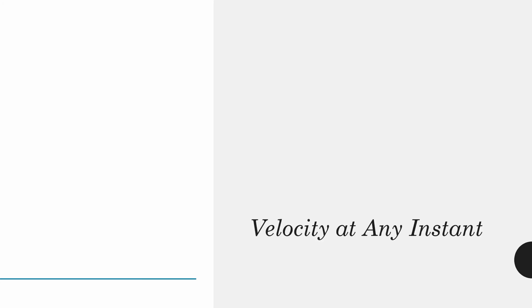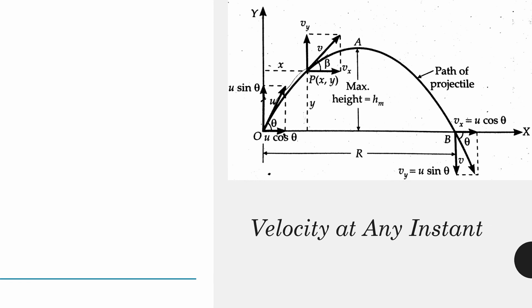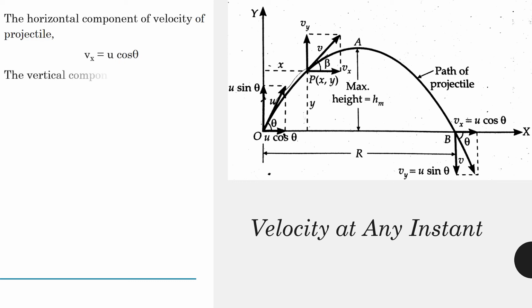Velocity at any instant. To find the velocity at any instant, we find the velocity in x direction, the velocity in y direction, and the resultant of them gives the velocity at that instant. So we know that the horizontal component of velocity is given by Vx equals u cos theta, and the vertical component of velocity is given by Vy equals u sin theta minus gt.